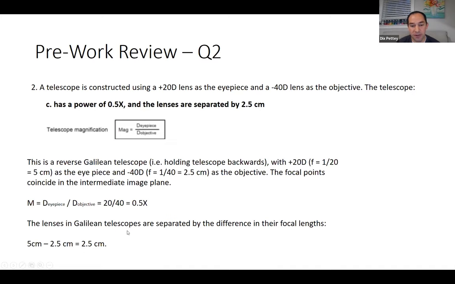And so the difference between their focal lengths ends up being 2.5 centimeters. So very good job. I think there's only one. I can't even see who didn't get that right.